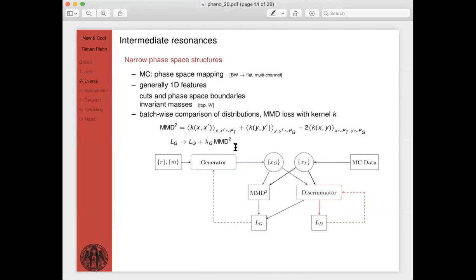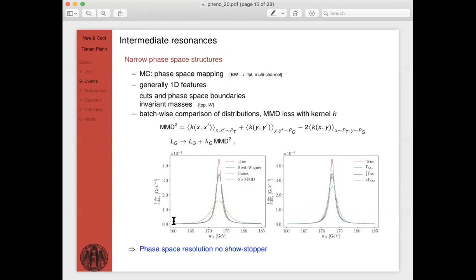So how well does this do? Well, this is an example here. With no MMD loss, it gets the top mass, for example, about right, but the width is wrong by about a factor 2. And now you add these losses. The true distribution is red, and you see that independent of what kind of kernel in this MMD loss we add, you get a significant improvement. It's not quite perfect here. We don't get the peak quite right, but if you look at the width, we get it to within a few percent. So phase-space structures and phase-space resolution is really not a showstopper. It requires some work, doesn't come for free, but VEGAS also doesn't come for free, or phase-space multi-channeling.